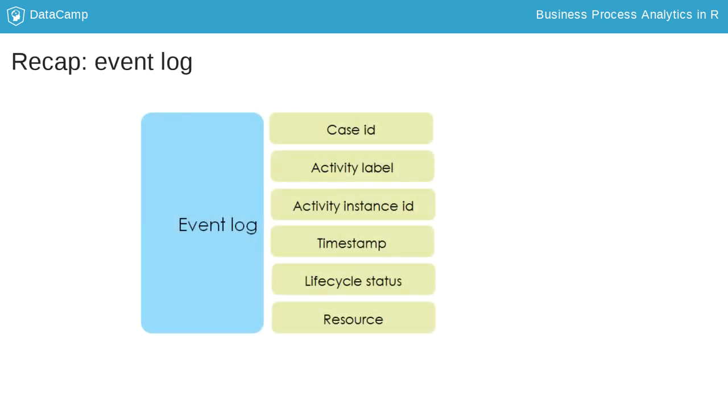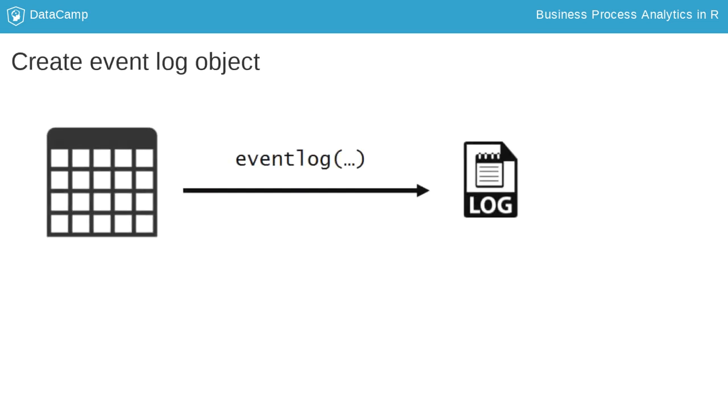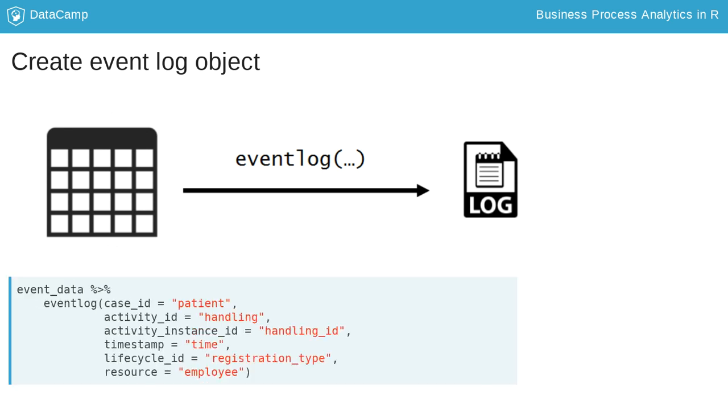We now have all the ingredients for our process analysis: a list of events with 6 different characteristics for each event, a case identifier, an activity label, an activity instance identifier, a timestamp, a lifecycle status, and a resource identifier. In R, an event log object is created using the eventlog function from the bupaR package, which takes a data frame with events as input and returns a log object as output. In the data frame, each of the ingredients we just saw should be present as a variable. In the eventlog function, we can specify each of the ingredients by referring to the variable names in the data frame. Once the event log object is created, we can start analyzing our process data in the next step.